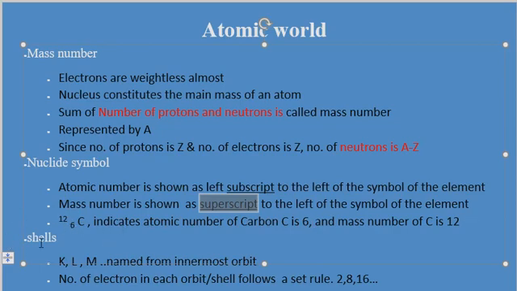Okay, now what are shells? As we discussed earlier, the electrons remain inside the atom in their orbits. The orbits are K, L, M, N. The number of electrons in each orbit or shell follows a set rule: 2, 8, 16, like that. So if there are 2 electrons, there will be only K. If there are 10 electrons, there will be only K and L. Only if there are more than 10 electrons will you have shell M. It is like that.